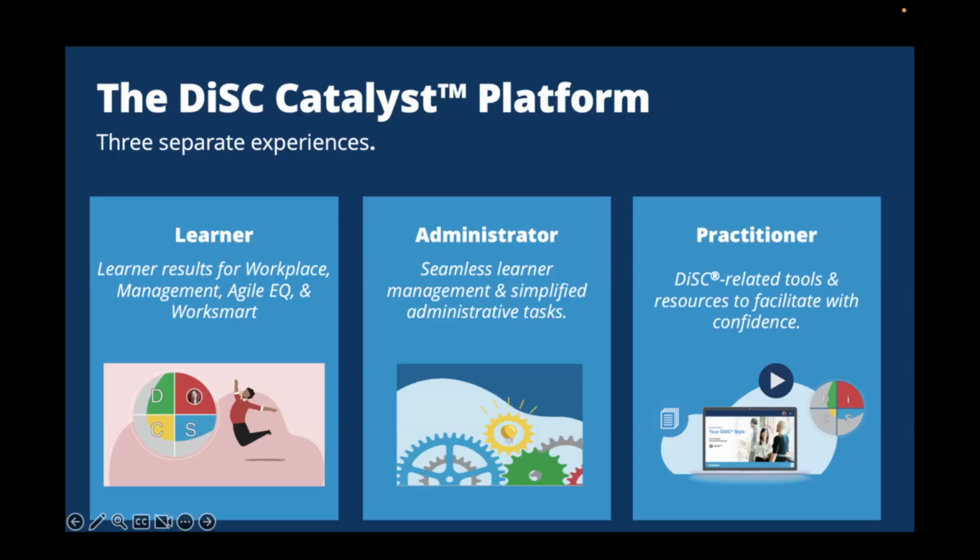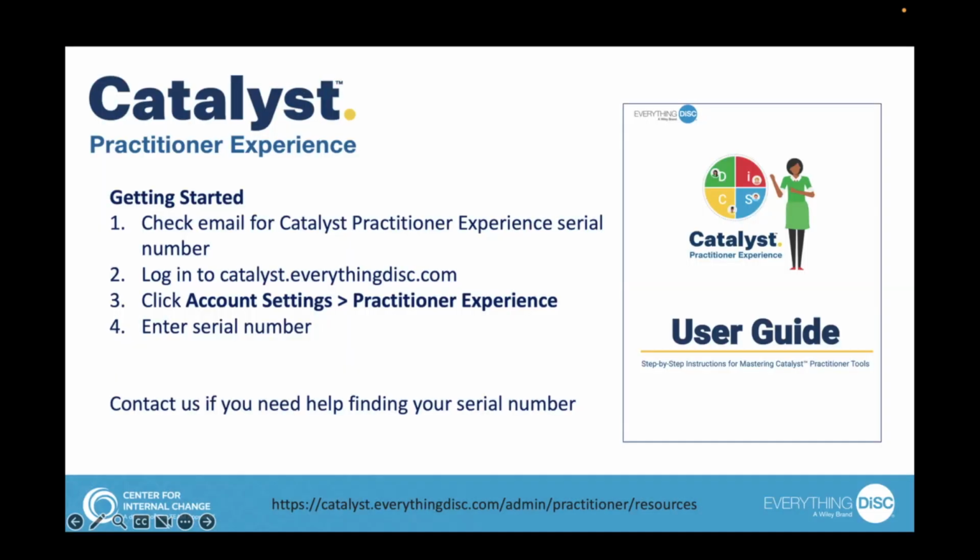In this playlist, we're going to spend most of our time talking about the practitioner experience. To get started and access your materials in the Catalyst Practitioner Experience, find your serial number in your email or contact us if you're unable to locate it. Then you can log into catalyst.everythingdisc.com, go to Account Settings, Practitioner Experience, and then enter your serial number.